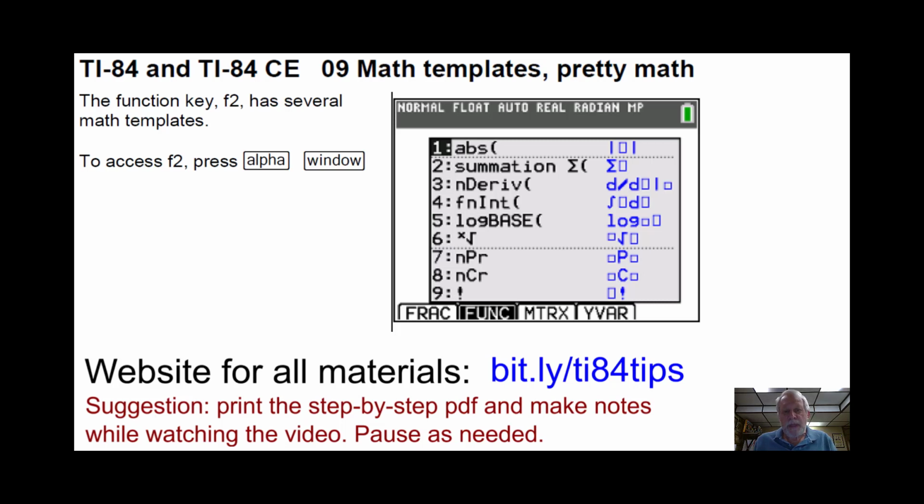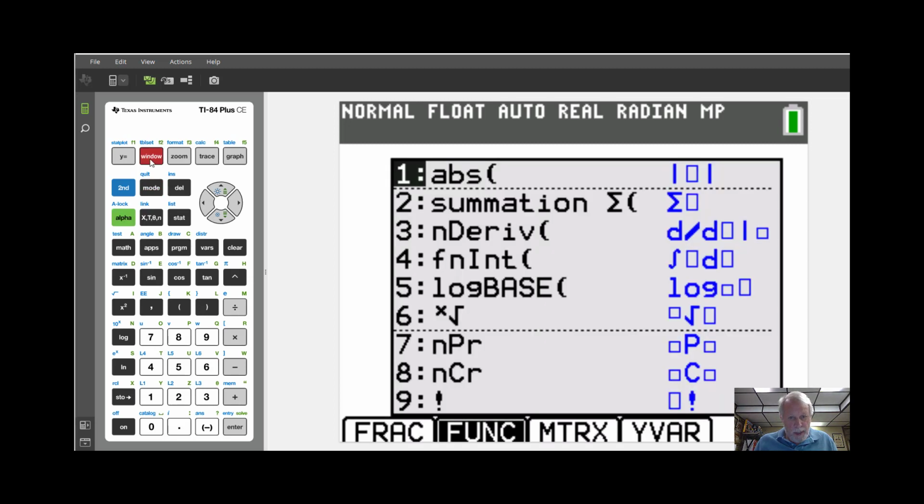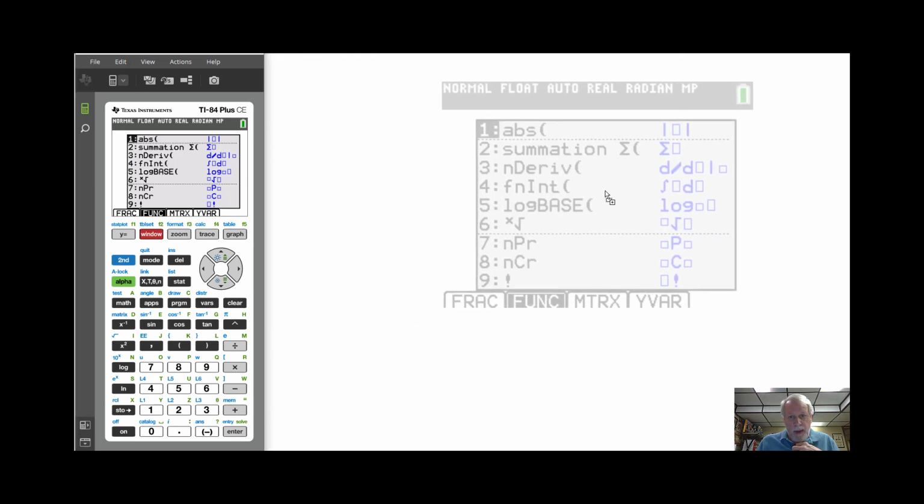Tips and tricks number 9, math templates, also known as pretty math. Look at all the different things you can do with this. These are located under F2, alpha window. So there are the math templates, as you will. Let me go ahead and pull that off right there.